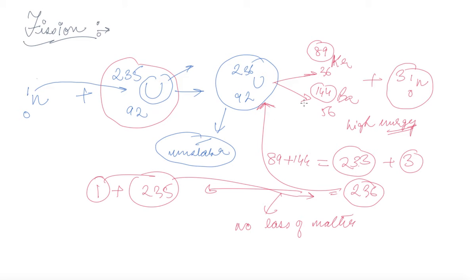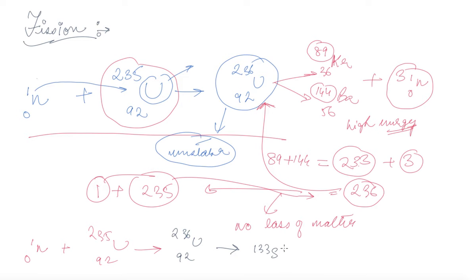Now let's look at another example. Sometimes, instead of this, if I bombard uranium 92, first I get the excited state, 236 U upon 92, and this will further break down into 133 Sb upon 51 plus 99 Nb upon 41, with a release of 4 neutrons.